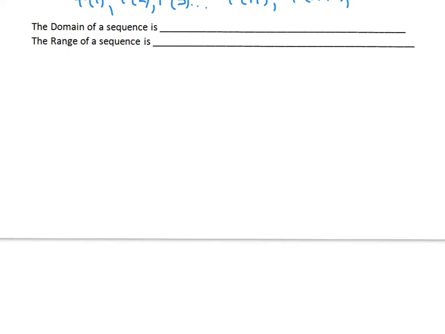Now, since domain and range are so important in Algebra 2, we refer to the domain of a sequence as well. And the domain is going to be the term number. So if we've written it in subscripted form, then the domain is going to be that subscript. The range is going to be the terms of the sequence. So basically, those are the outputs for any input, which is the term number.